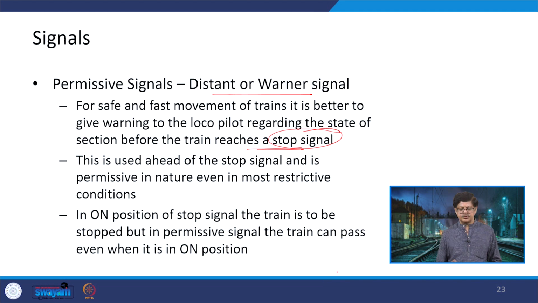Now, this is used ahead of the stop signal and is permissive in nature, meaning some sort of permission is to be given even in the most restrictive condition. In the on condition of a stop signal, the train is to be stopped, but in the case of a permissive signal, the train can pass even when it is in the on position. So, the permission has been given, but some restrictions are there.